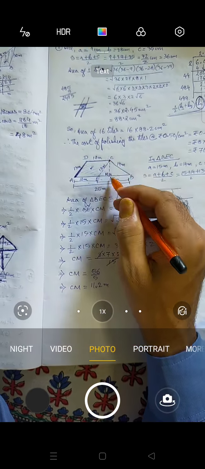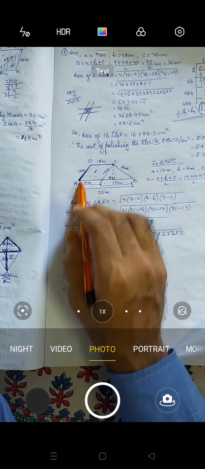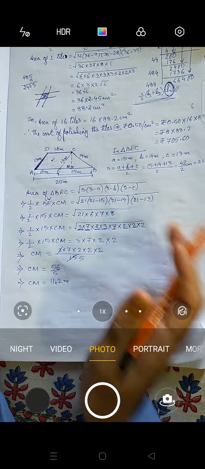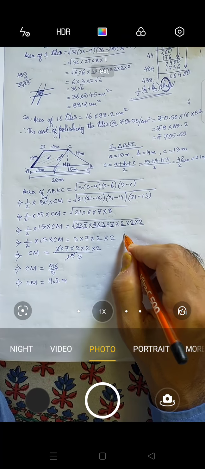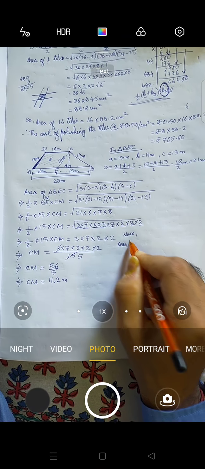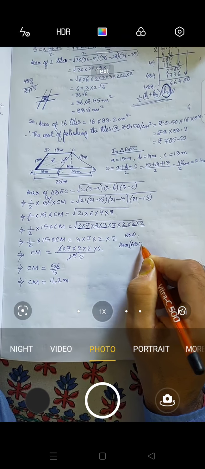Now we need to find the area of the trapezium. CM is the height, so we have the height of the trapezium. This is the trapezium, and we have the height. So we can now write the area of ABCD. ABCD means the trapezium.